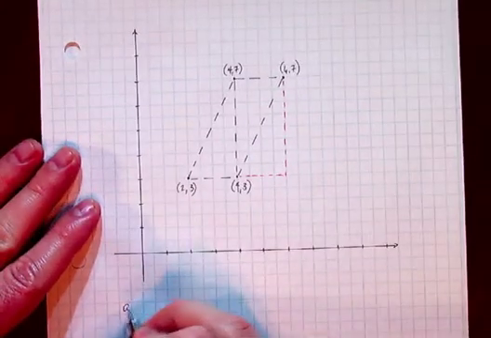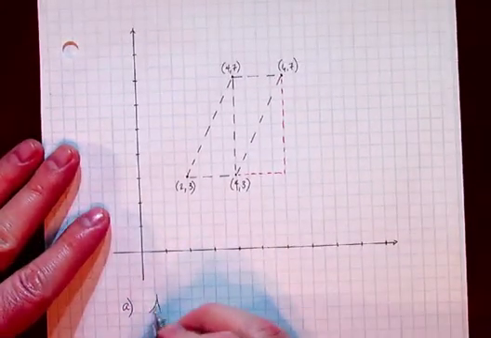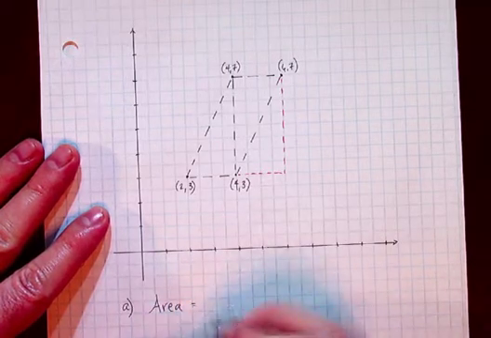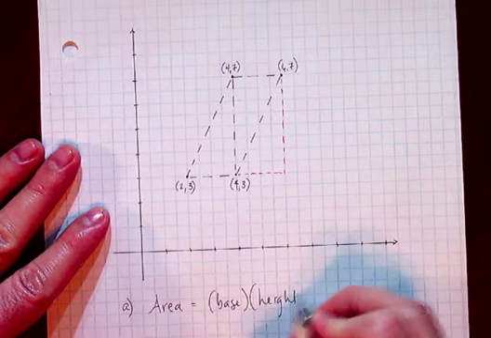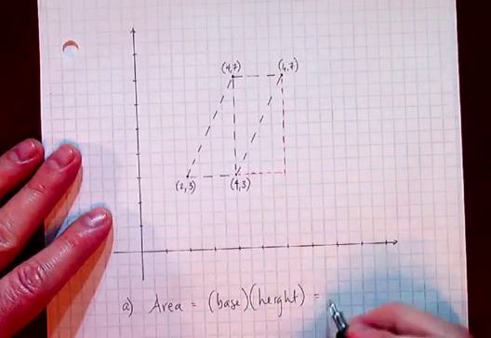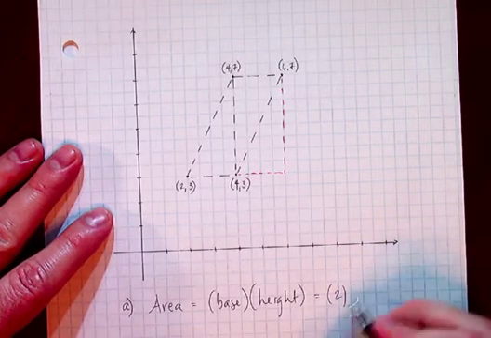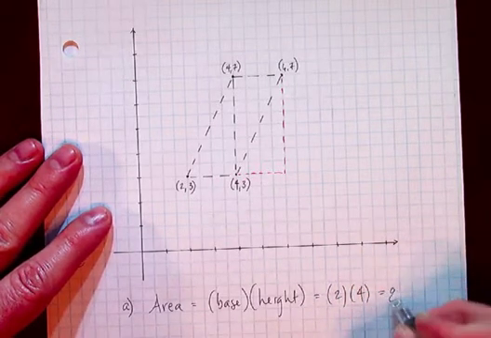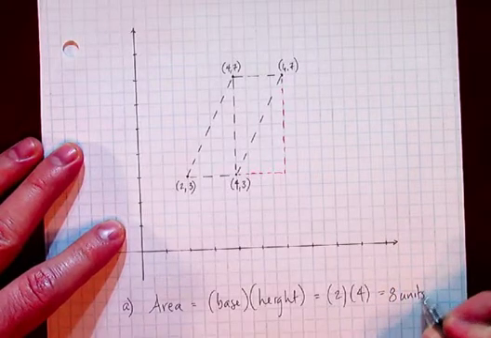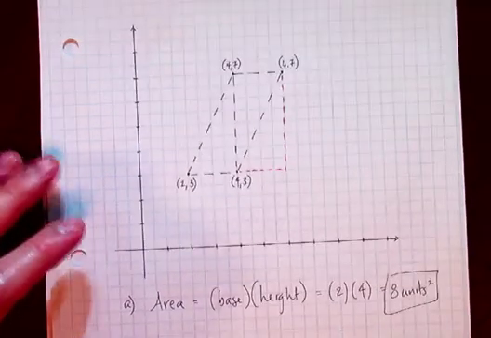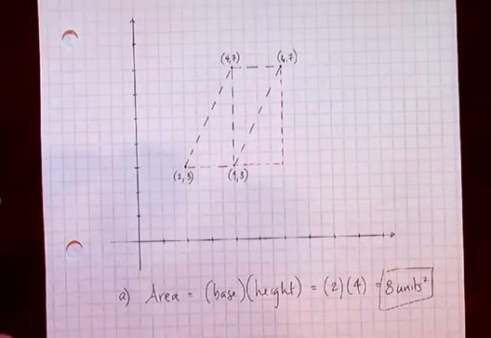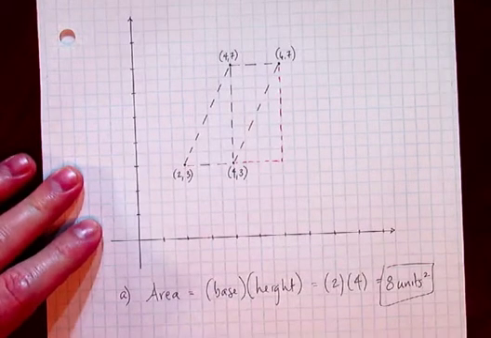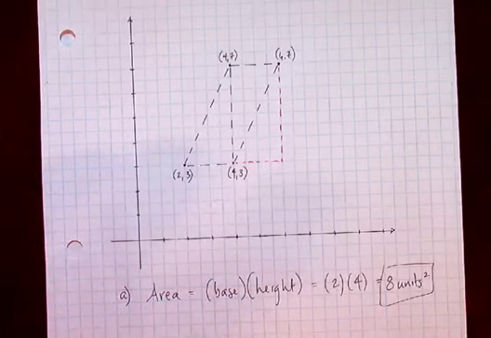So part A, we know that the area is equal to the base times the height. And in this case, the base is 2, and the height is 4, and therefore the area is 8 units squared. Okay. Now, what we need to do in order to figure out the rest of this is we need to go ahead and figure out the equations of the lines.